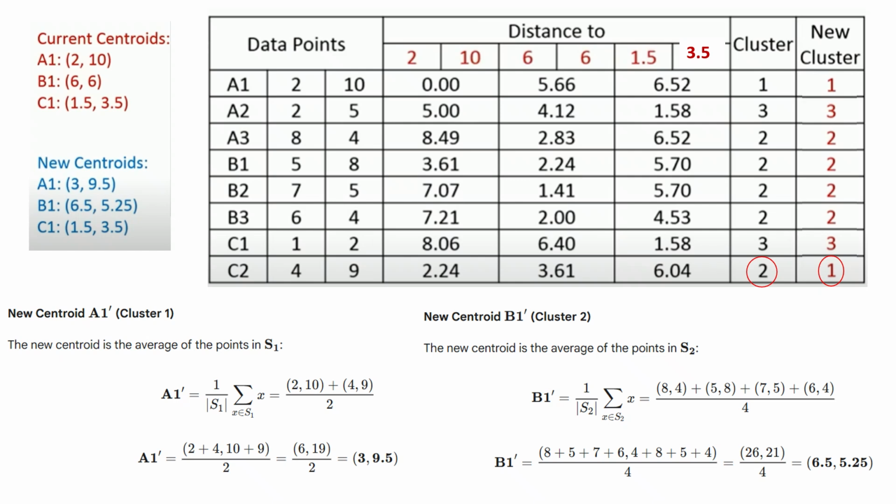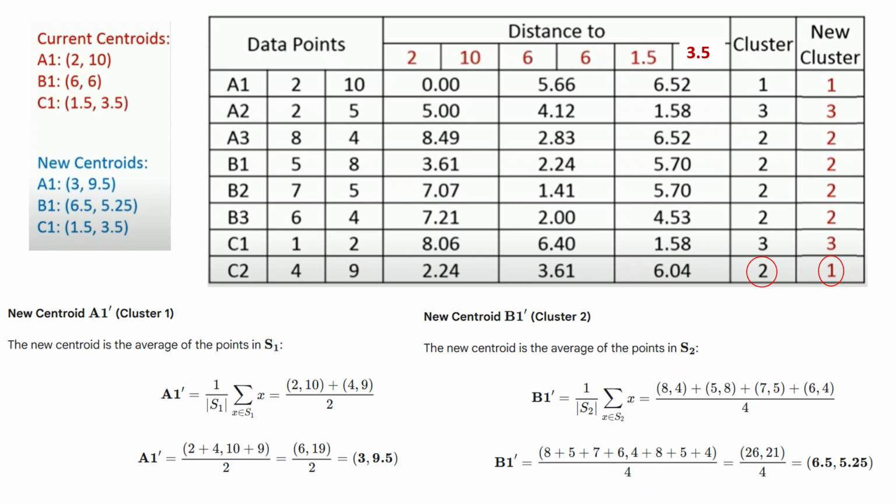Now you compare the cluster and new cluster. All values are the same except the C2 data point. If even one does not match, we have to repeat the steps. We have already mentioned this in the steps of the algorithm. Until both the clusters reach the same values, we can stop the iteration. So that's what we are going to do.